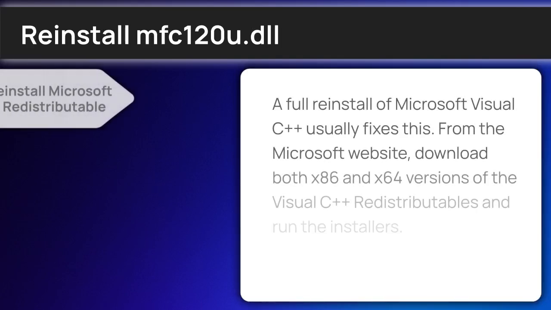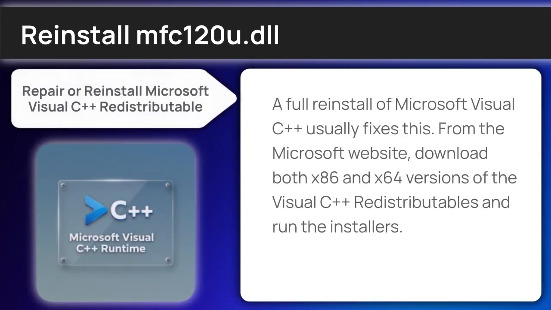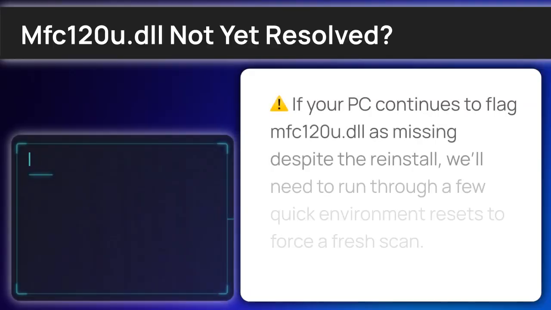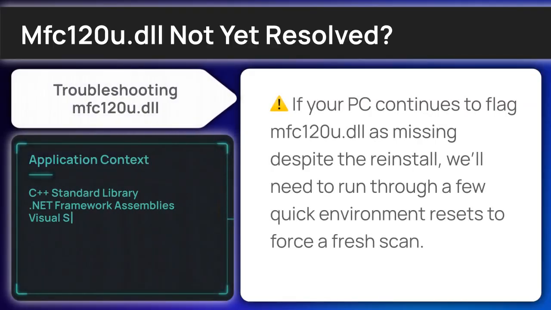Reinstalling Microsoft Visual C++ is the safest fix. Download both x86 and x64 editions of the Visual C++ Redistributables from Microsoft and install them. If that initial setup didn't clear the pop-up, let's examine the specific initialization sequence assigned to your application's directory.